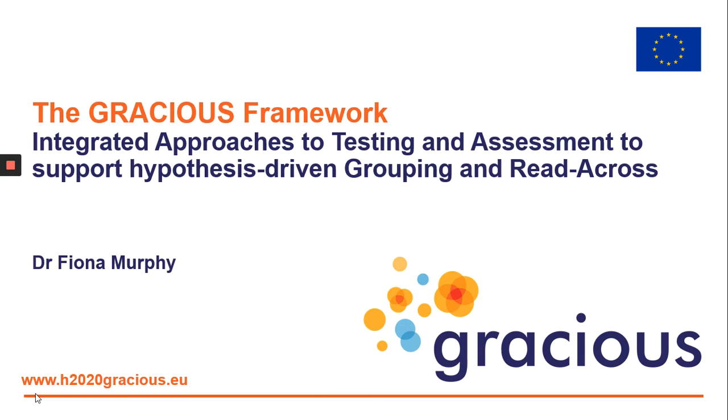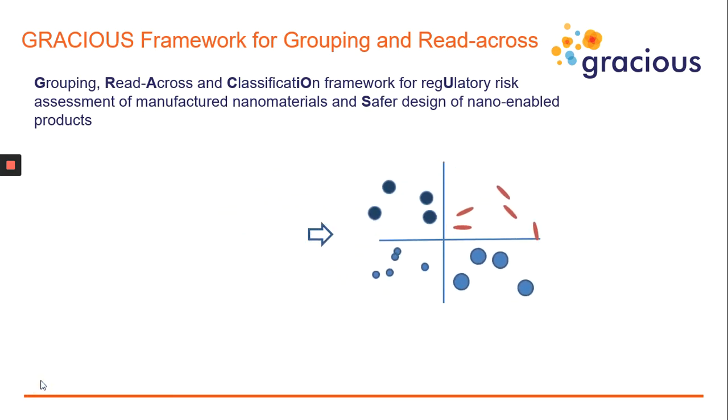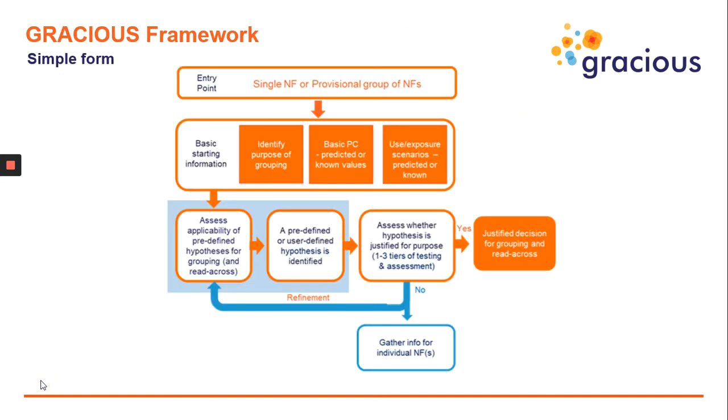This short presentation will give a brief introduction to the development of integrated approaches to testing and assessment, or IATA, and how they are used with the GRACIOUS framework to support grouping and read-across of similar nanoforms. The GRACIOUS framework is underpinned by the generation of hypotheses that can be tested to support scientifically sound, evidence-based grouping decisions and read-across. In this figure, we show the scheme of the framework.